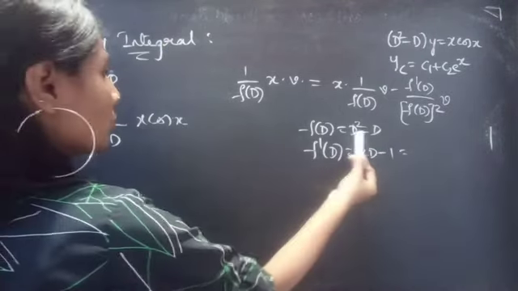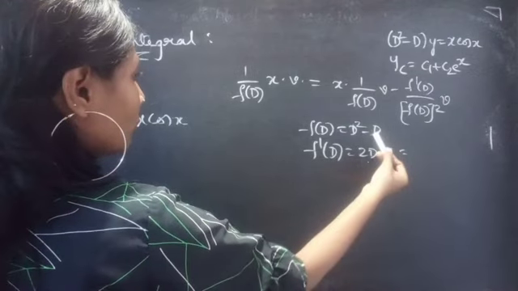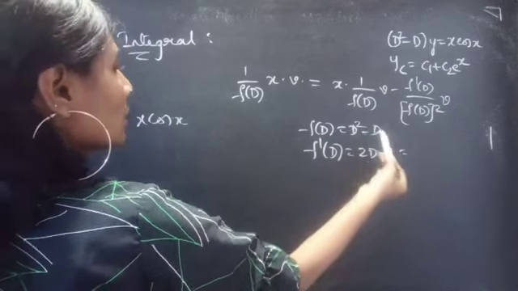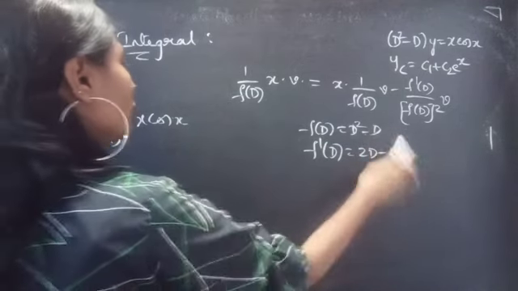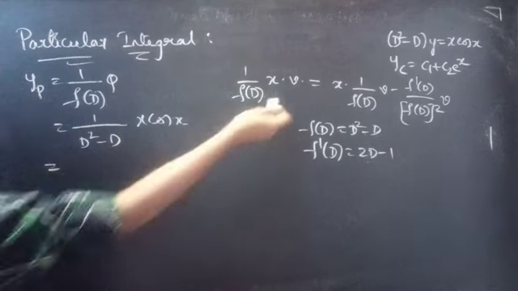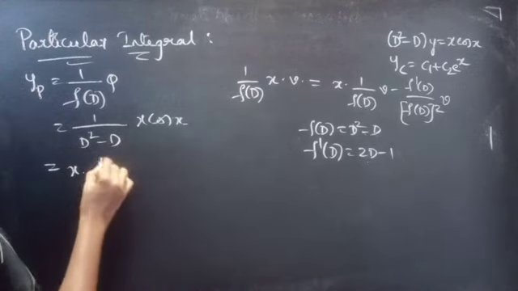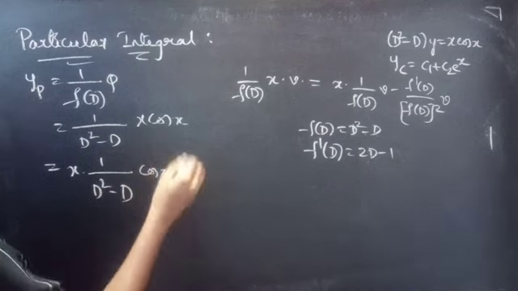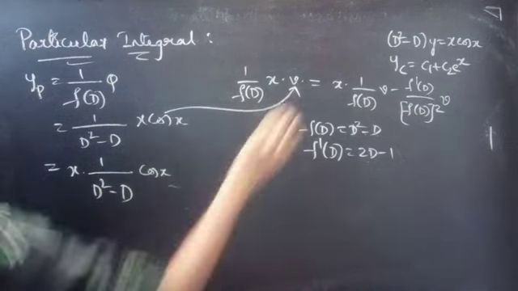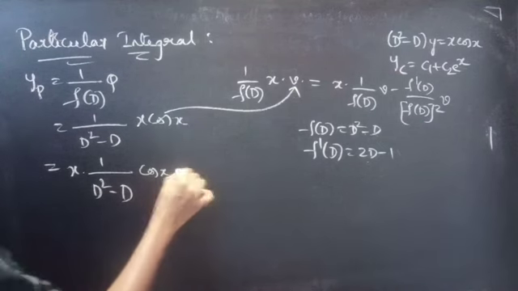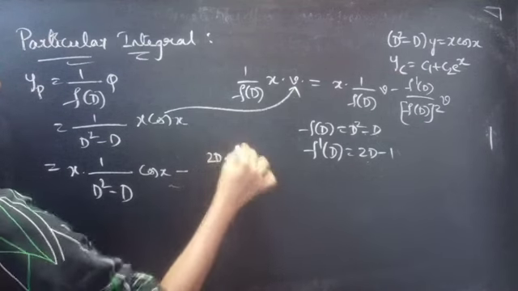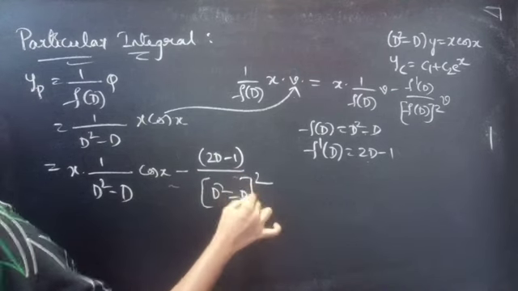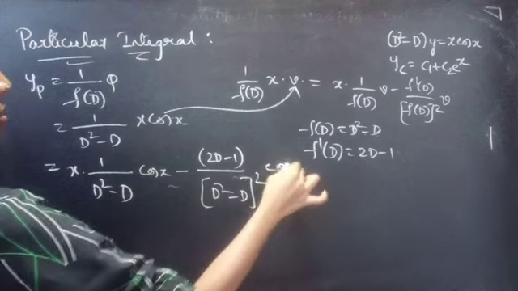Derivative of 2d with respect to d is 2d, and derivative of d square with respect to d is 2d, minus derivative of d with respect to d is 1, right? Now, let's apply this formula. x into 1 by f of d into v, for v equals cos x. Here v is cos x, minus f dash of d, 2d minus 1, by f of d whole square into v, cos x.